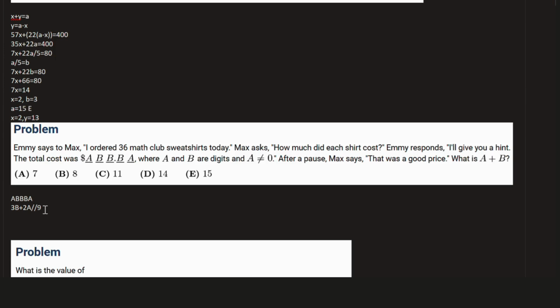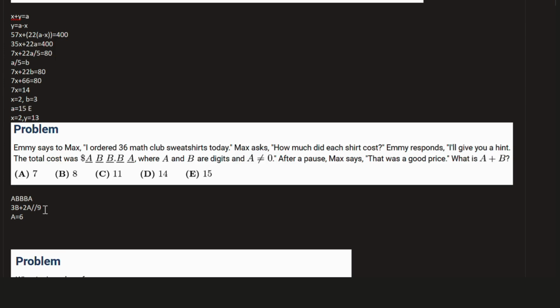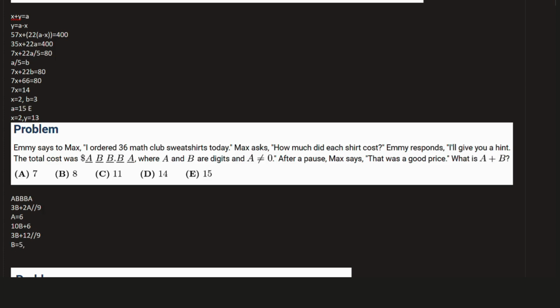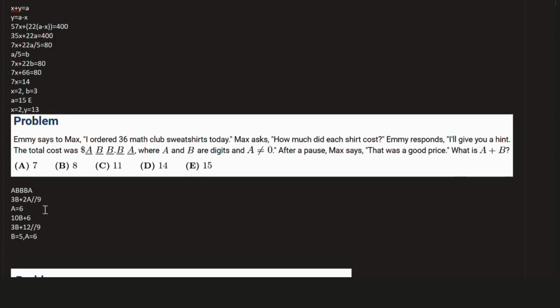So since a has to be divisible by 3, and it also has to be even, we know that a equals 6. And now we just need to find a b such that 10b plus 6 is divisible by 4, and 3b plus 12 is divisible by 9. We notice that we can just go through different values of b, and one that satisfies it is b equals 5. So you have b equals 5 and a equals 6, meaning that a plus b equals 11.